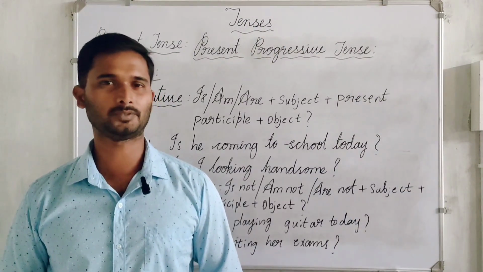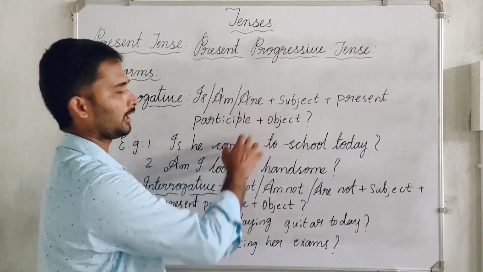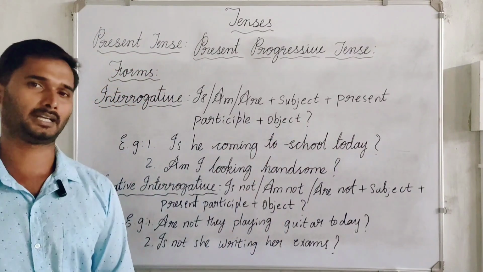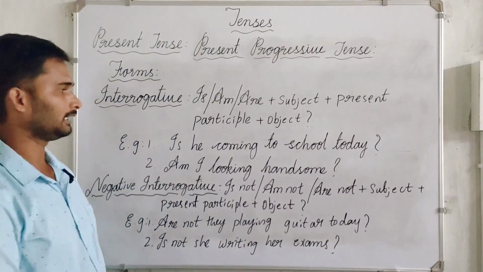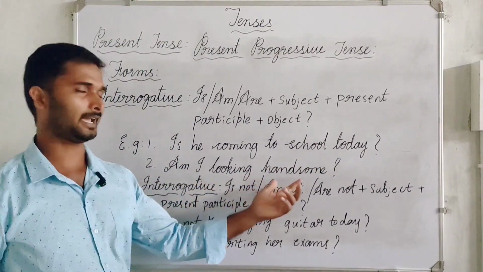Let us learn the present progressive interrogative form. Is, am, are plus subject plus present participle plus object, and at the end of it, a question mark is added. Some examples: Is he coming to school today? Am I looking handsome?